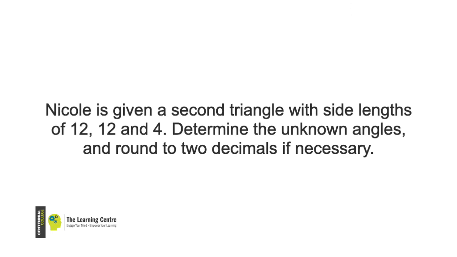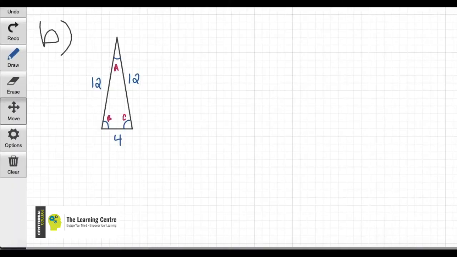Nicole is given a second triangle with side lengths of 12, 12, and 4. Determine the unknown angles and round to 2 decimal places if necessary. So here we see that we have an isosceles triangle because we have 2 sides of equal length. And so in this case, we only need to solve for angles A and B or angle C, since angles B and C are the same.